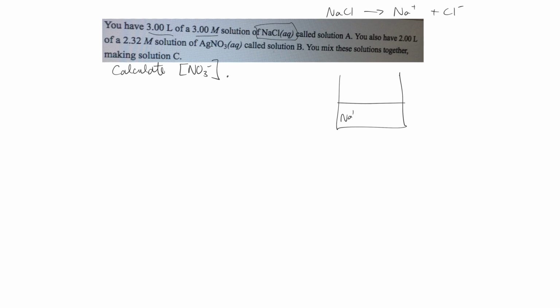So I've got sodium ions floating around there and chloride ions at a certain concentration. I also have 2 more liters of silver nitrate. So again, silver nitrate, when it dissociates, would be silver ions plus nitrate ions. I've got silver ions and nitrate ions floating around, and a ton of them. Then they say mix them. Okay, got it. And then the question is: calculate the concentration of nitrate ions.